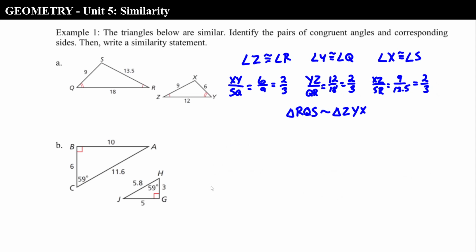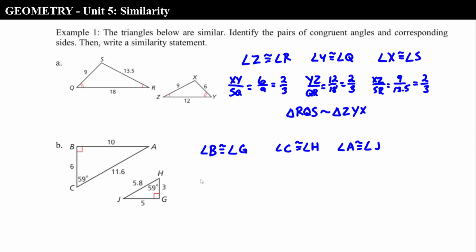All right, let's try this again with B. First, we'll take care of the angles. Well, the obvious one, first of all, is the 90-degree angle. Angle B is congruent to angle G. Then we've got the one that is indicated for us, the 59-degree angle. So angle C is going to be congruent to angle H. And then by default, the last angle has to be congruent. Angle A is congruent to angle J.